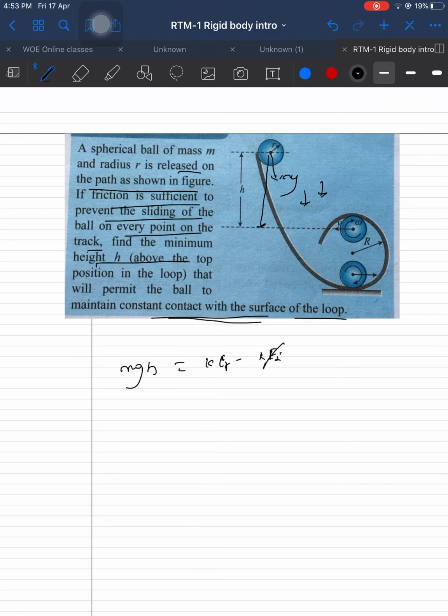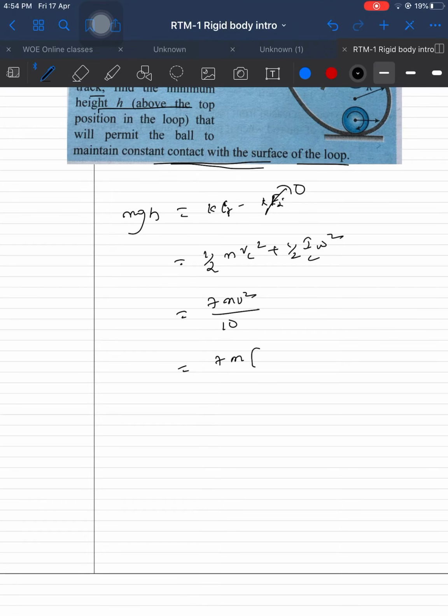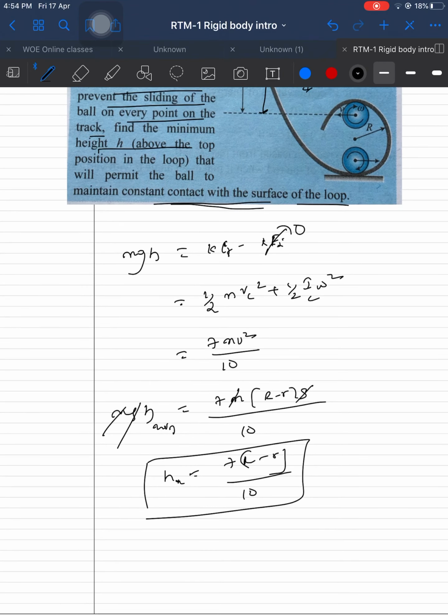If we simplify, we did the simplification many times. In the previous case also we got 7 mv square by 10. What is the v value? v is equal to square root of (capital R minus small r) into g. Substituting, we get 7 m into (R minus r) g, the r square gets cancelled, equal to 10 mgh. This is the minimum height. g also gets cancelled. So h minimum is equal to 7 (capital R minus small r) by 10.